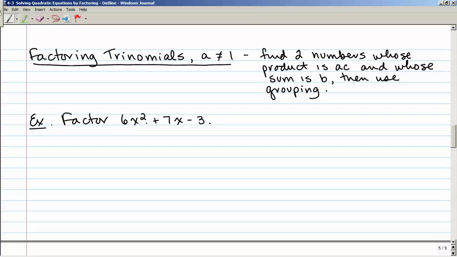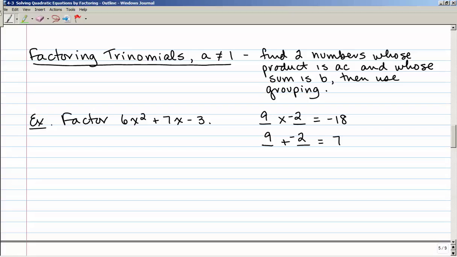So let's take a look at this example. 6x squared plus 7x minus 3. So I need two numbers that multiply to negative 18. That's 6 times negative 3 gives me a negative 18. And then those same two numbers have to add up to a positive 7. So I'm thinking probably like 9 and 2. To make my second equation true, it's going to have to be a negative 2. So 9 times negative 2 is negative 18. 9 plus a negative 2 is 7.